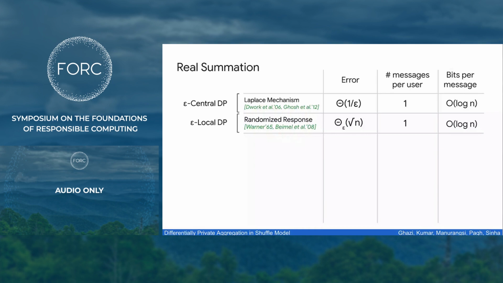Now that we have described the different models, let us get back to our real summation problem. As stated earlier, it's known that in the central model, the best possible error one can achieve is 1 over epsilon. And in the local DP model, the best possible error is square root of n. In the shuffle DP setting, Badih et al. show that the tight error is n to the 1/6, which is indeed between the local and central model, but it doesn't quite reach the central model yet. However, the Badih et al. lower bound only holds when each user is allowed to send only one message.